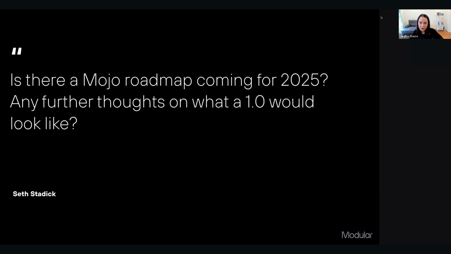Is there a Mojo roadmap coming for 2025? Any further thoughts on what a 1.0 would look like? Yes, there is definite progress on this. We don't have anything we can share right now. There's lots of cool features happening, and I think the team's getting more organized, and so we'll definitely share when we can. Thank you.